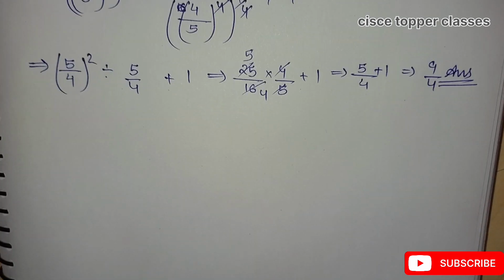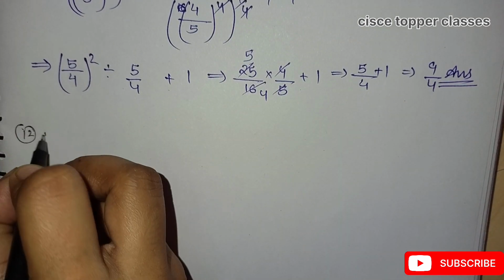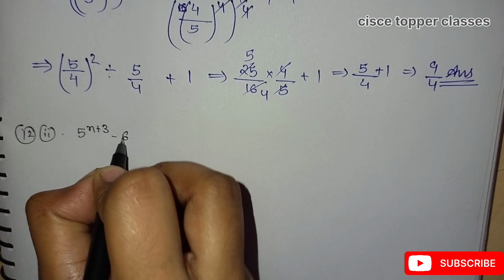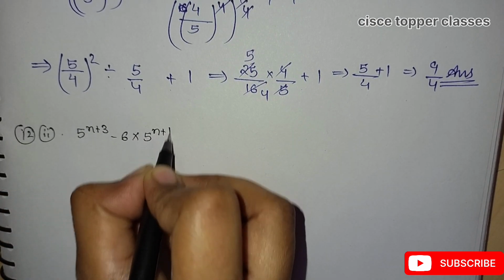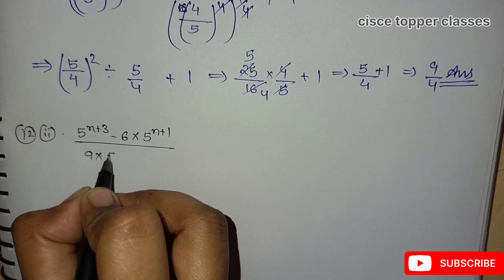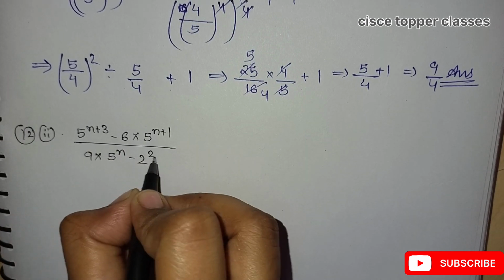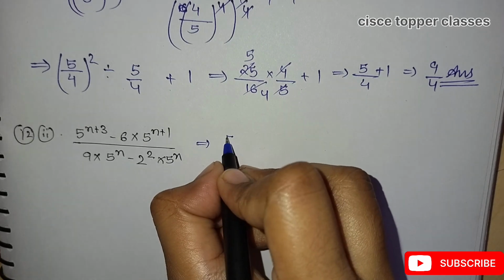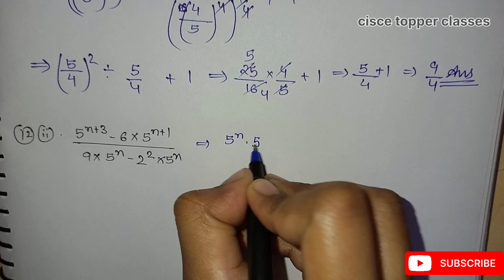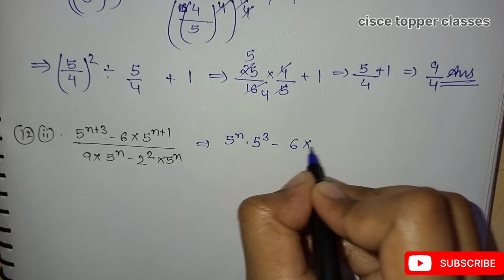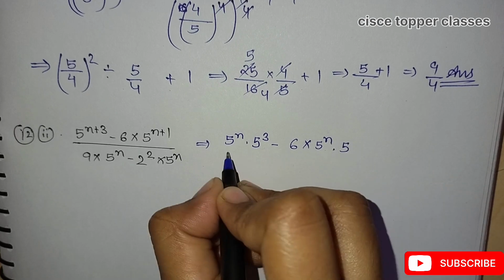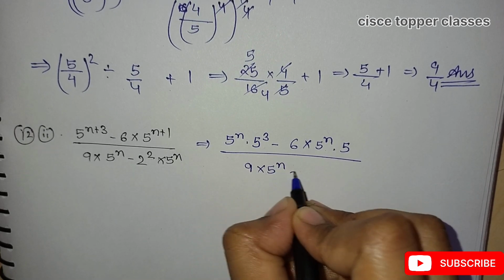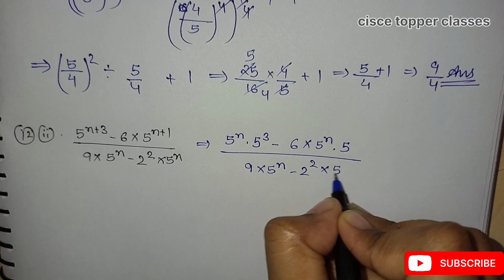Now let us solve question number 12, second part here, which is (5^(n+3) − 6 × 5^(n+1)) divided by (9 × 5^n − 2^2 × 5^n). Simply we can write this as 5^n · 5^3 minus 6 into 5^n · 5, divided by 9 into 5^n minus 2^2 into 5^n.